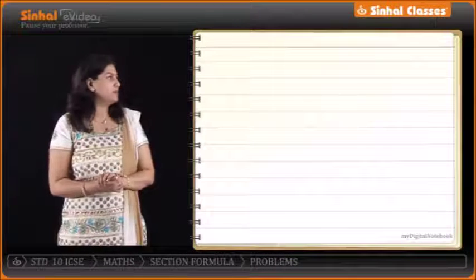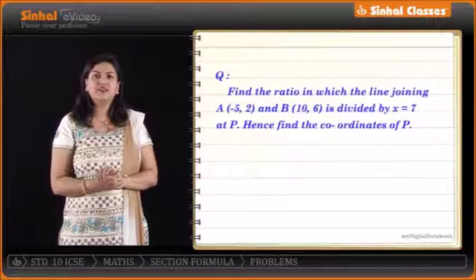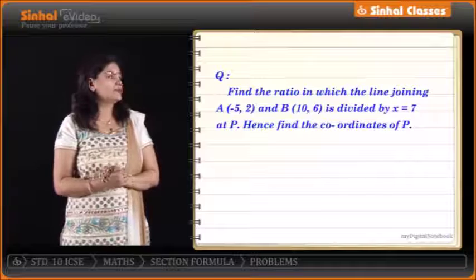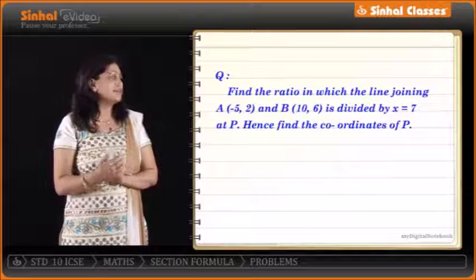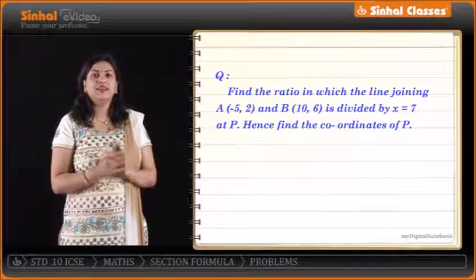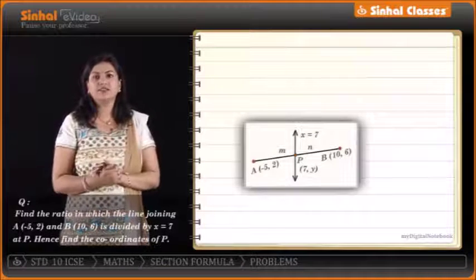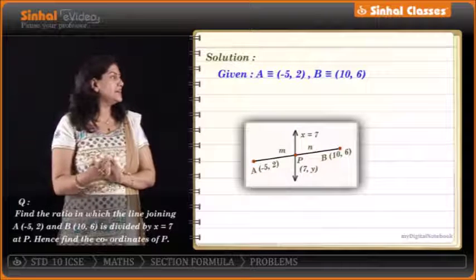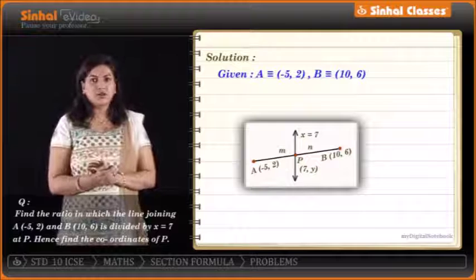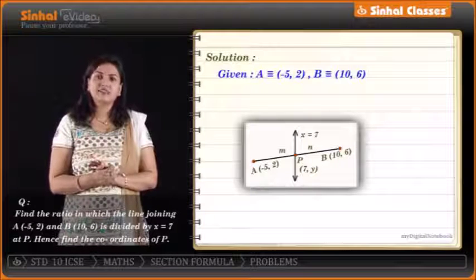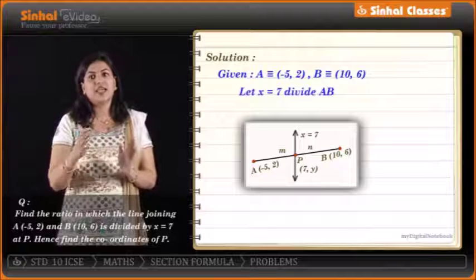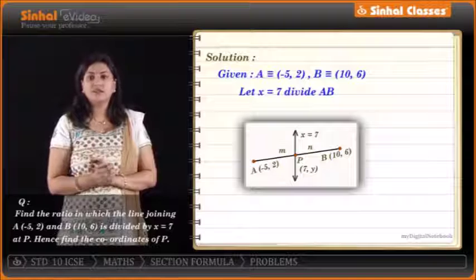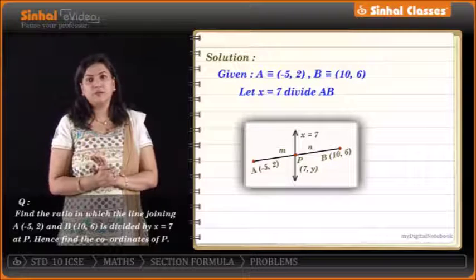Now we have the next problem. Find the ratio in which the line joining A and B is divided by x is equal to 7 at P. Hence find the coordinates of P. Now in this case, we are given 2 points A and B with coordinates -5, 2 and 10, 6. We are also given that there is a line x is equal to 7 which divides AB in a particular ratio which we'll need to find, and also given that it's meeting at the point P.